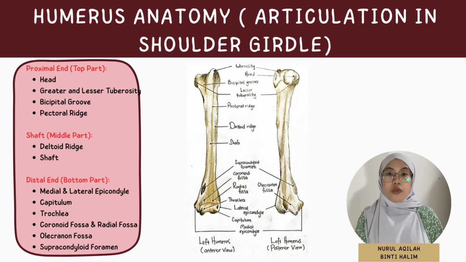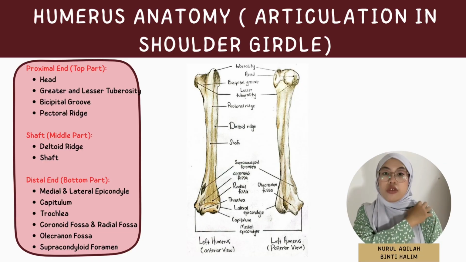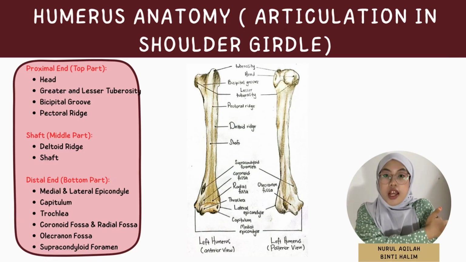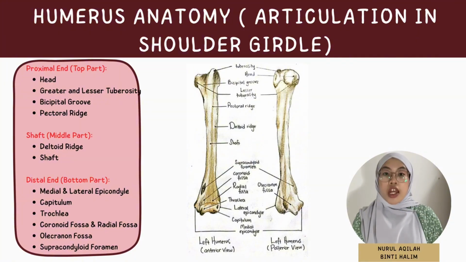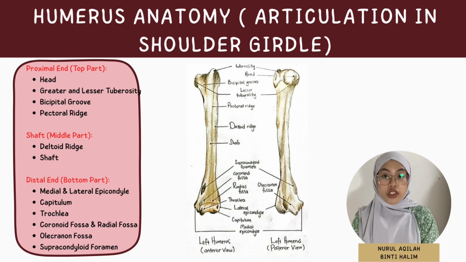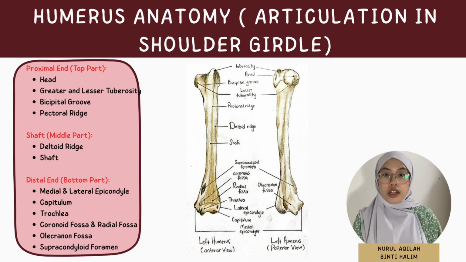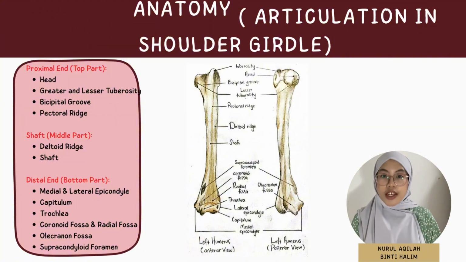The humerus articulates with the scapula at the shoulder girdle. At the proximal end, we find the head, which fits into the glenoid cavity, the greater and lesser tuberosity for muscle attachment, the bicipital groove for the long head of the biceps brachii tendon, and the pectoral ridge. In the shaft, we note the deltoid tuberosity where the deltoid muscle attaches, and at the distal end, important features include the epicondyles for muscle attachment, the capitulum and trochlea, which articulate with the radius and ulna, and the fossae for the olecranon, coronoid, and radial process.